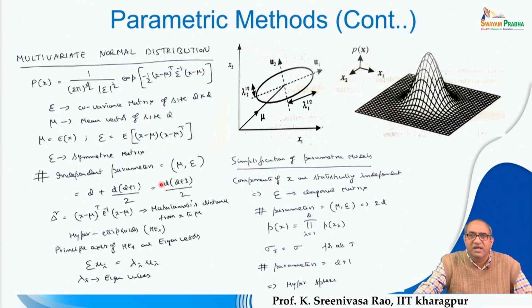Suppose it is one dimension, we have only two values, the mean and the variance, the spread. Both are scalars, so we have only two values. Likewise, as you increase the dimensionality, the number of parameters also increases.